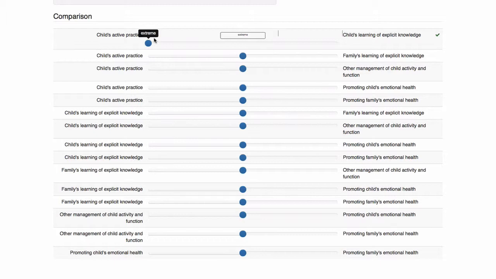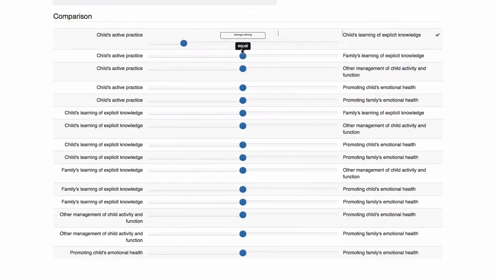So coming back to this particular child or young person, certainly we're doing active practice and we're doing explicit knowledge transmission, but the active practice is by far the more important. So the slider needs to go to the left. It's probably 2, 3, 4, 5, I'm going to say 6 times more important. It's obviously a subjective judgment, but it's still a valuable one.